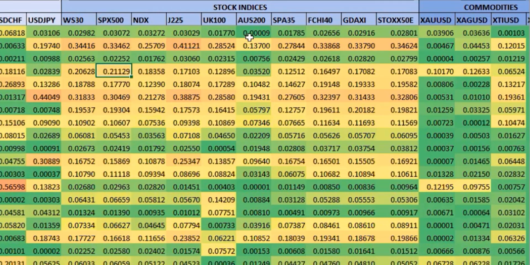Now, you'll see by looking down the columns here that there are some, such as the Aussie 200, which appears to be less correlated with the Forex pairs than some of the other stock indices. And so again, if you can have a trading strategy that works on this stock index, then that might be a good one to target if you are also trading Forex.